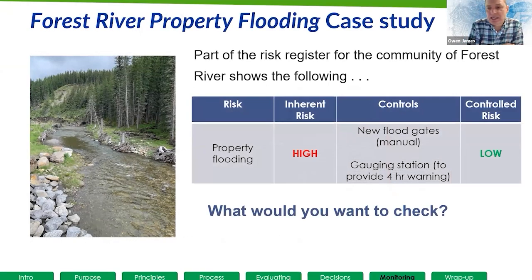So we're going to do another quick case study here, and then we are getting close to the end. So we've got this Forest River property flooding. So it's community.